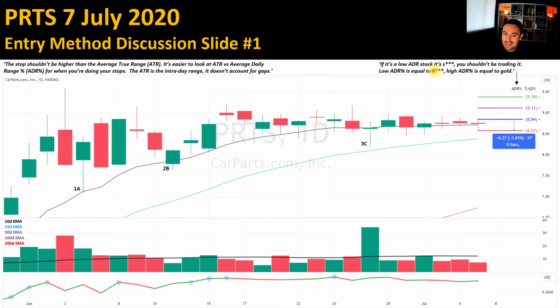If it's a slow ADR stock, it's, you know what. You shouldn't be trading it. Low ADR is equal to, you know what. High ADR is equal to gold.